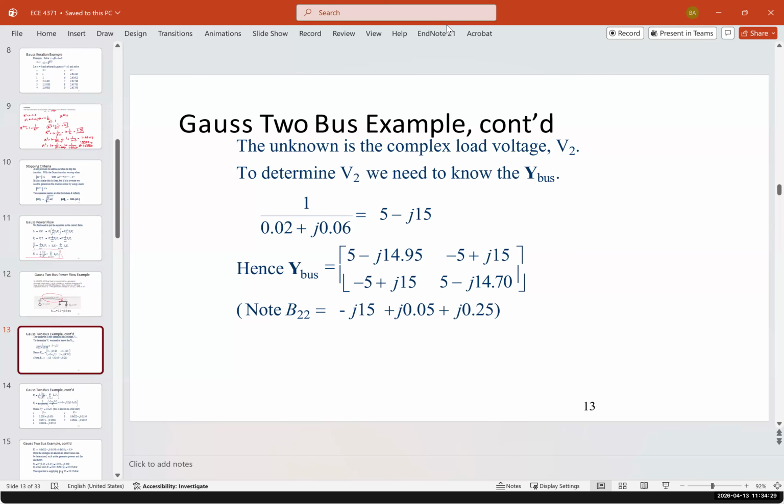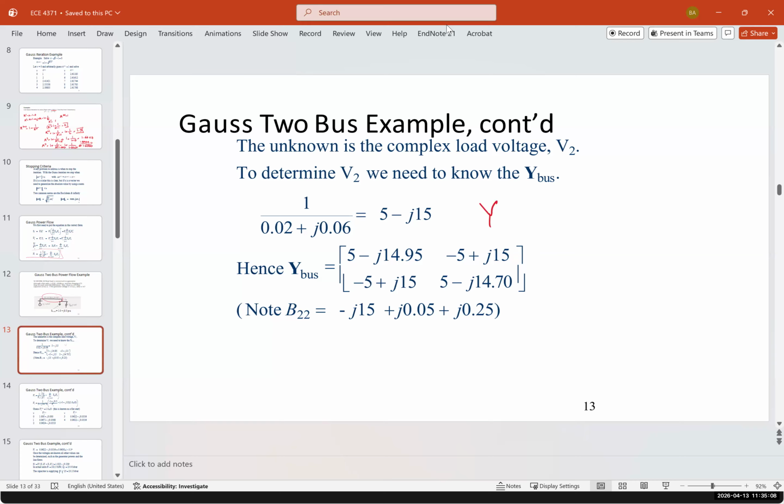Now, the first step we need to do is convert all the impedances to admittance. As you know, admittance Y is equal to 1 over Z. So we want to find Y bus, which is going to be 1 over 0.02 plus J 0.06. If we divide that, we get 5 minus J15. And this is going to be our Y12. It's the admittance between bus 1 and 2.